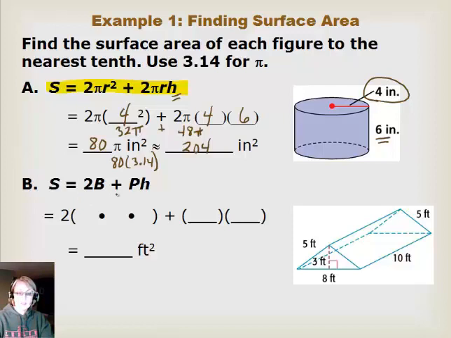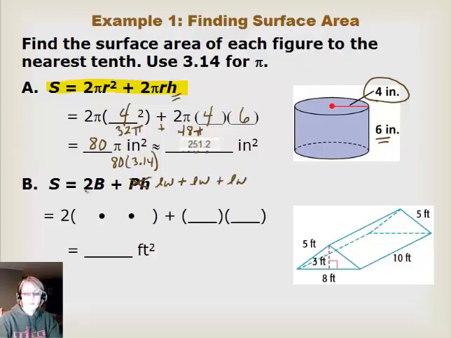Okay, looking at B, notice this is not the way I like to do this. I would prefer to do 2 times the base, which we'll talk about in a minute, plus side 1, plus the length and width of side 2, plus the length and width of side 3. Let's look at the bases. This is your base. This is a triangular prism, so your base is a triangle, which means your formula for the base is 1/2 base, in this case the base is 8, times height. The height is 3.